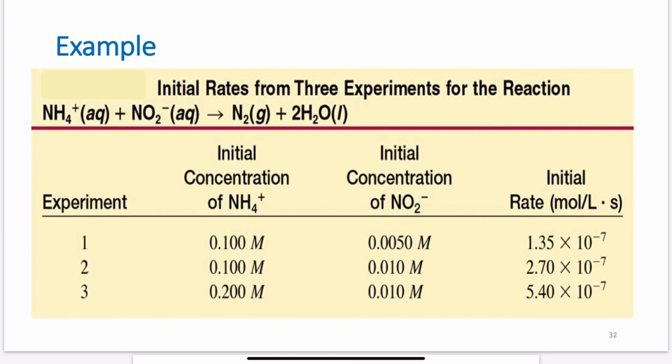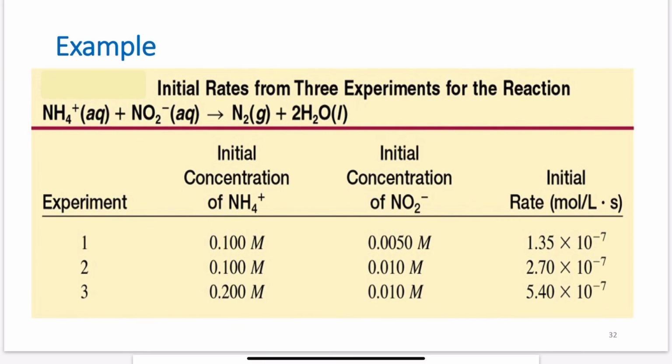So, initial rates for this reaction, NH4 plus and NO2 minus, giving me N2 plus 2H2O. When I look at NH4 plus, I see that it stayed constant between reactions 1 and 2, but 2 and 3 has changed. And then I look at the initial concentration of NO2 minus, and I see that it has changed between reactions 1 and 2, but stayed constant from 2 to 3.